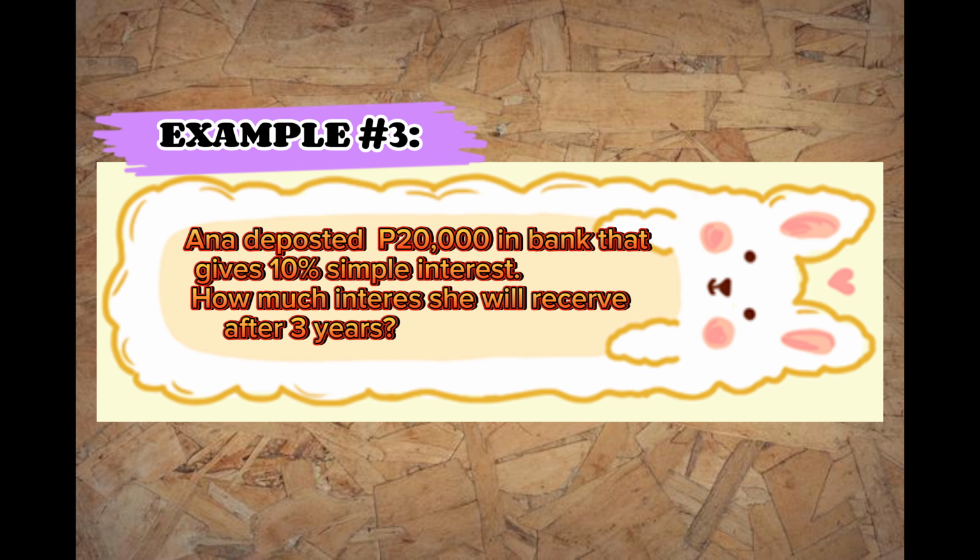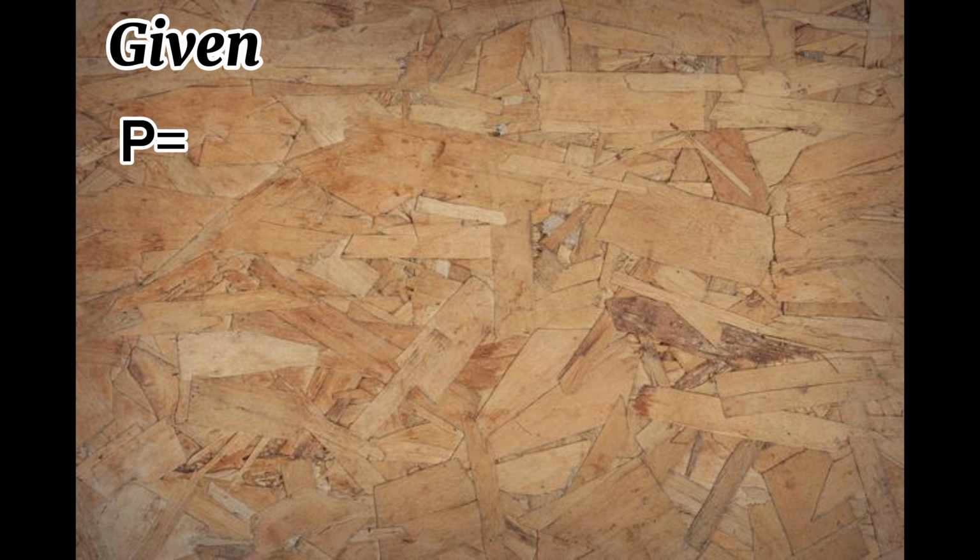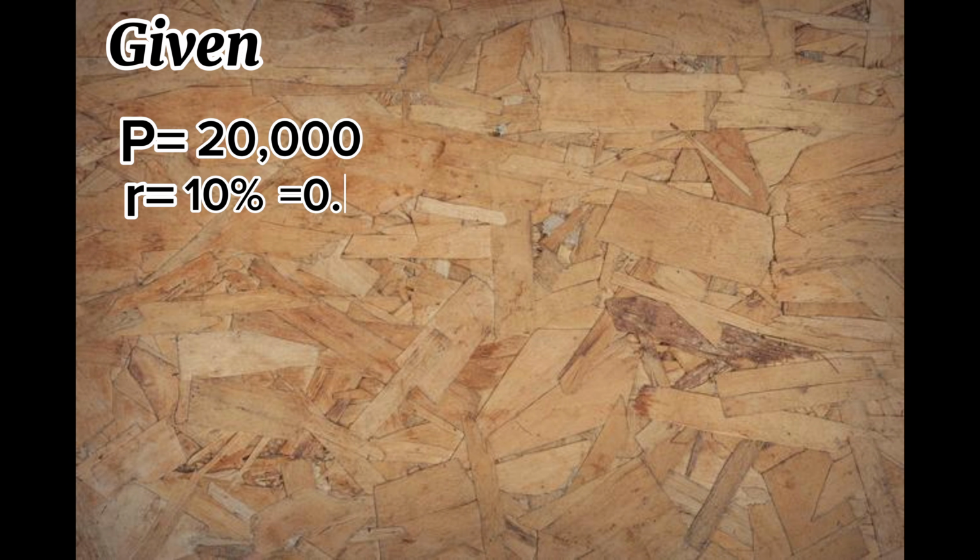So now let's proceed to our example number 3. The question is Anna deposited 20,000 pesos in bank that gives 10% simple interest. How much interest she will receive after 3 years? So first is we will find the given. So our P, which is principal, is equals 20,000, and our R, which is rate, is equals 10%. So let's convert it into a decimal. So mahimo na siyang 0.10.